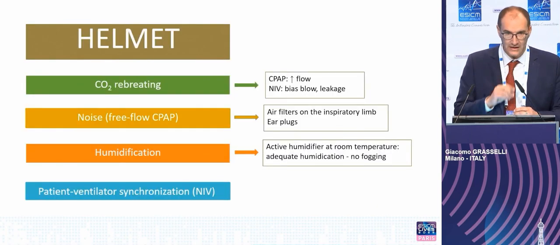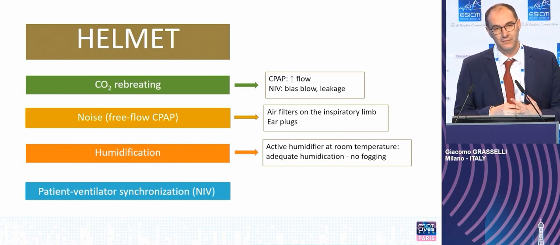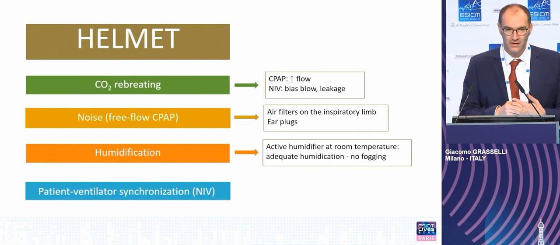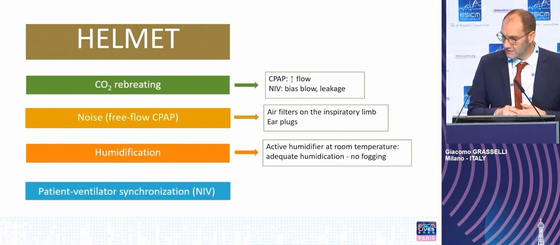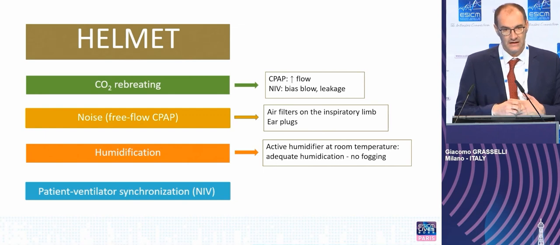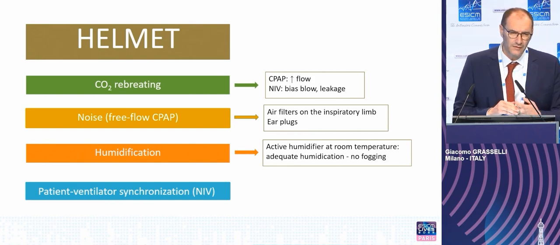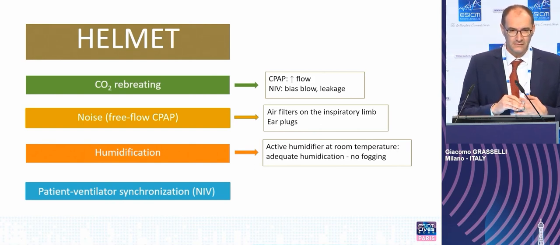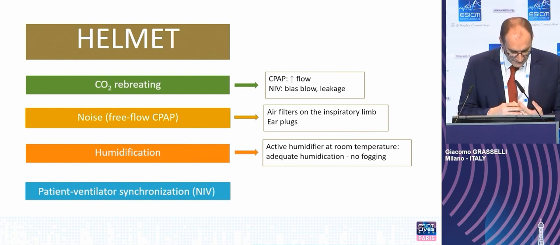So the first one, again, is CO2 rebreathing. If you want to apply CPAP with the helmet, you need at least 30, but I would say higher, ideally 50 to 60 liters per minute of fresh gas flow to remove the CO2. And if you use it for NIV, again, you have to take care of the risk of CO2 rebreathing. The problem of noise can be solved with the use of air filters or earplugs.